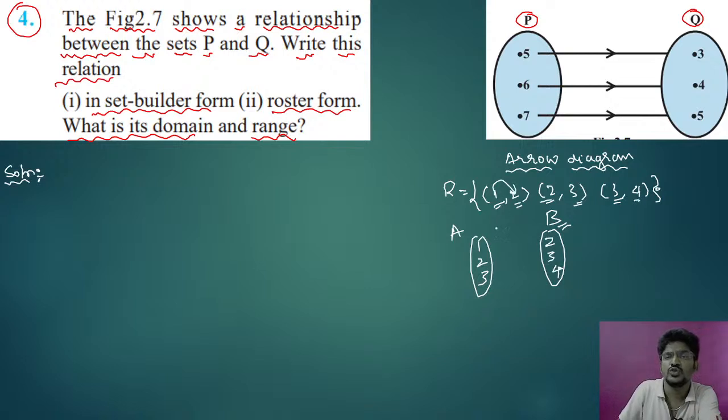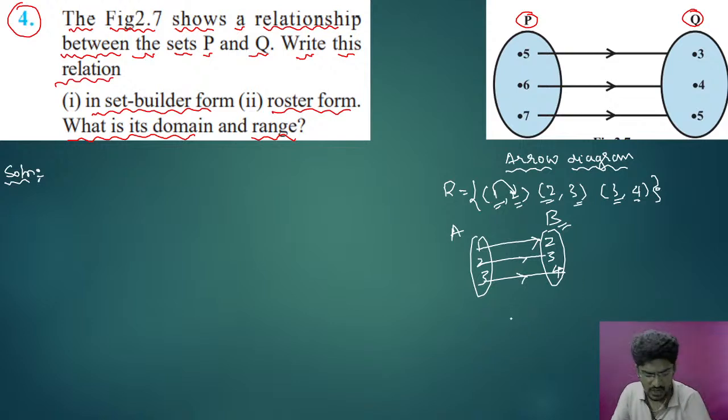So 1 goes to 2, 2 goes to 3, 3 goes to 4. Okay. So this type of diagram is called an arrow diagram. So that's why we have to be very careful regarding this. Clear? Okay. So now you just see, first we should write this relation from P to Q in the form of set builder form.